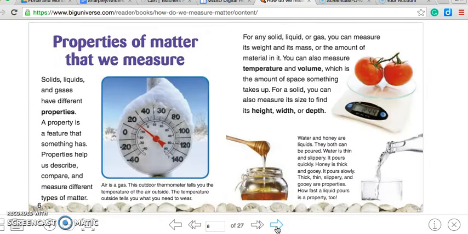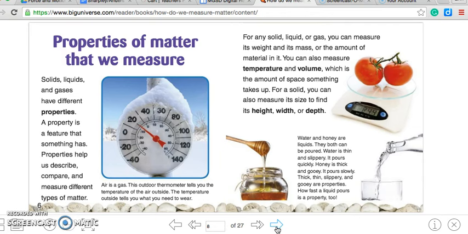Properties of matter that we measure. Solids, liquids, and gases have different properties. A property is a feature that something has. Properties help us describe, compare, and measure different types of matter. Air is a gas. This outdoor thermometer tells you the temperature of the air outside. The temperature outside tells you what you need to wear.